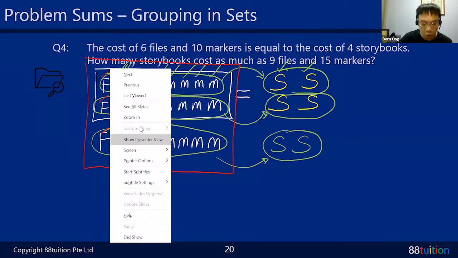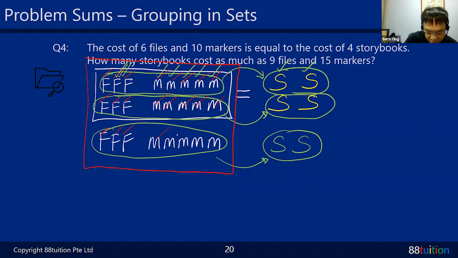1, 2, 3, 4, 5, 6, 7, 8, 9. Got 9 files. Got 15 storybooks or not? Got... 1, 2, 3, 4, 5, 6, 7, 8, 9, 10, 11, 12, 13, 14, 15. Got. Equal to how many storybooks? Yeah? Answer is 6.